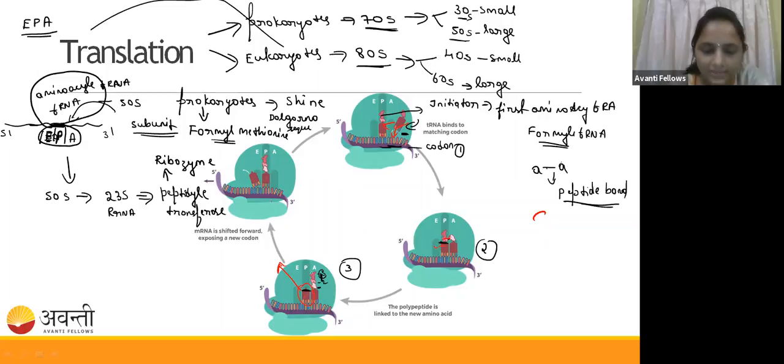So after that, now it is in the A site, right? Now, this tRNA is deaminated, so there is no amino acid present in this tRNA, right? Now it will move to the exit site. You can see here, now it is moved to the E site. Okay. Then it was removed now. From this E site, the empty tRNA was removed. Okay. So now what will happen?